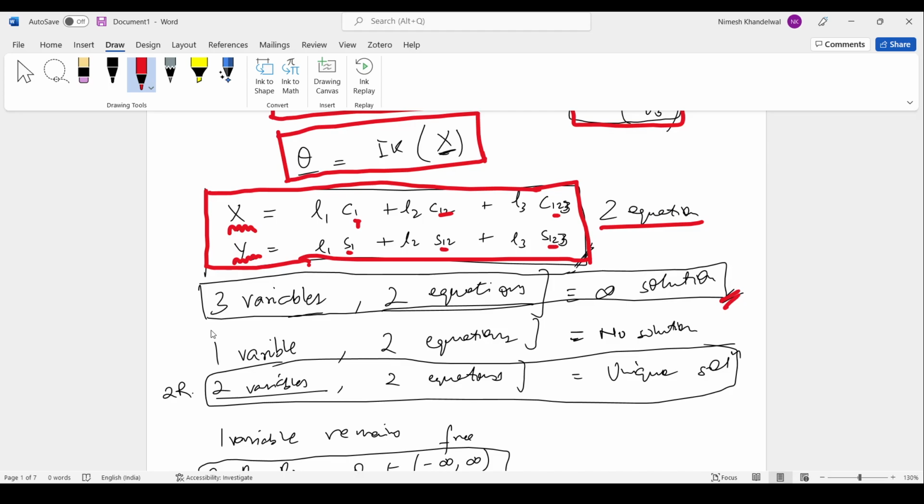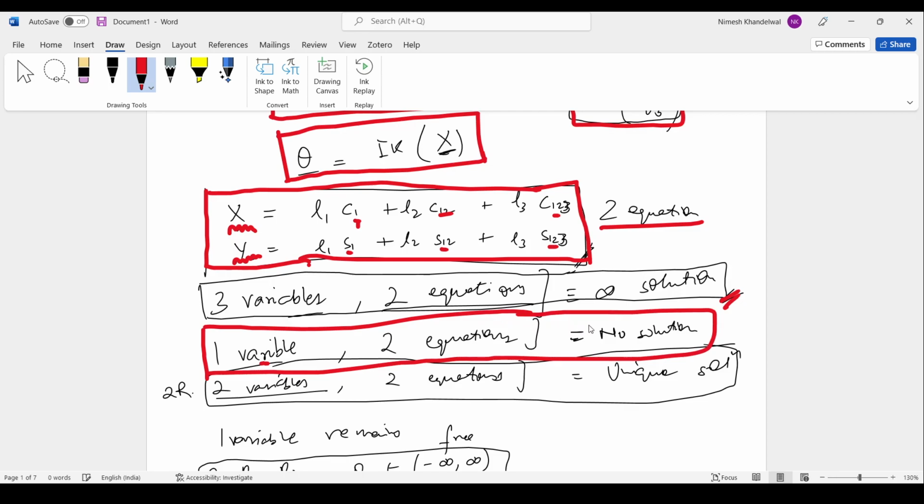Just continuing on the discussion that we had earlier, when the degree of freedom is greater than the number of actuators, there was one input variable, one actuator, and we had two equations, because there are two degrees of freedom for an end effector. So in that particular case there was no solution. This checks out from the theory that we know. And when the number of variables is equal to the number of equations, that is when you get a unique solution.